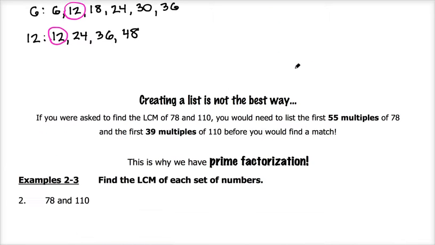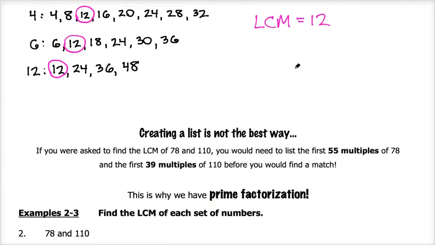Now, creating a list is not always the best way. For small numbers, it works okay, and it's a pretty quick method. But let's say I asked you to find the LCM of 78 and 110. Well, in order to find the LCM using this list method, you would have to list the first 55 multiples of 78 and the first 39 multiples of 110 before you would even find a match.